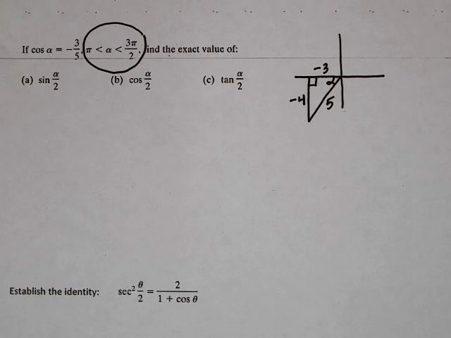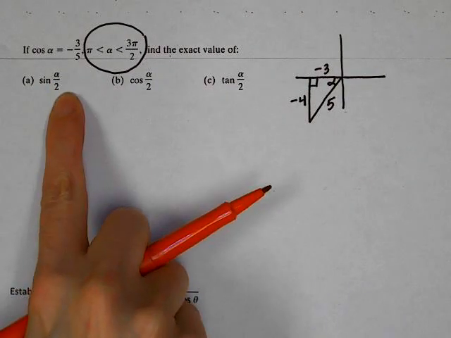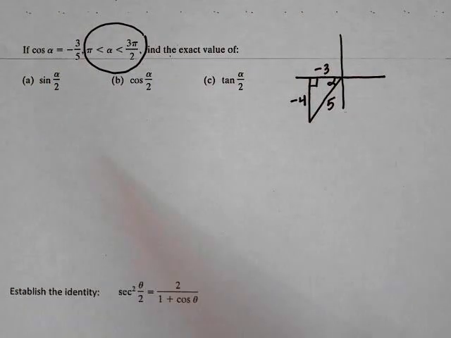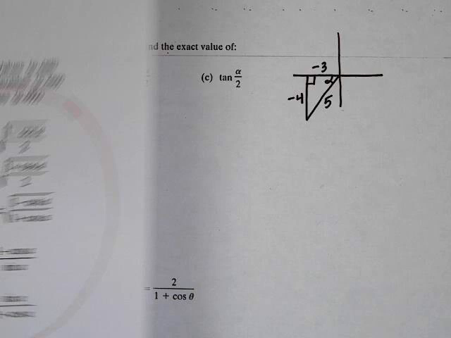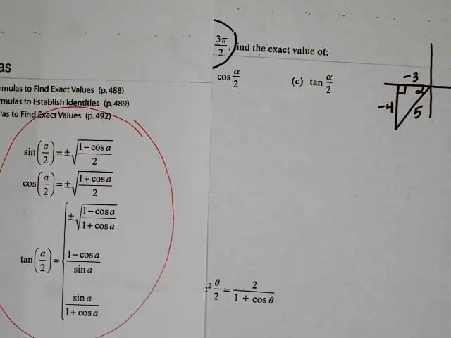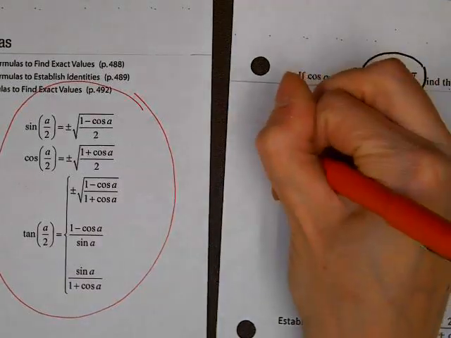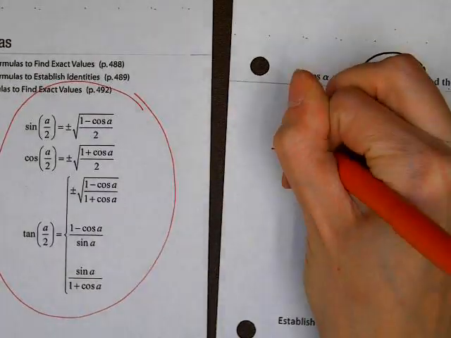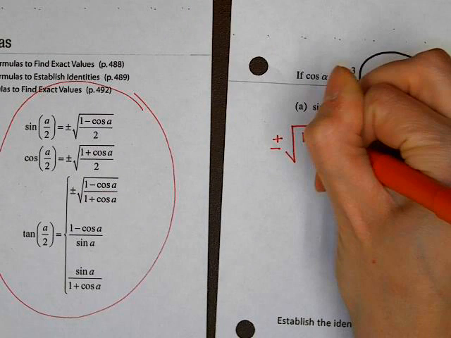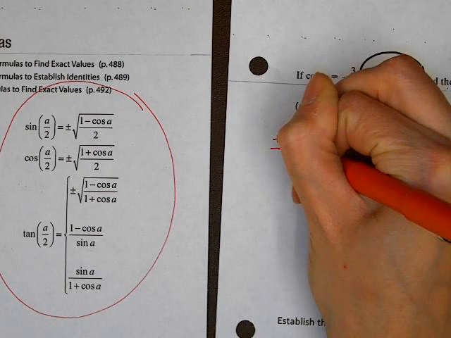Okay, so sine of alpha over 2, so the half angle, let me pull out the formula here. And let's write it down. So the formula is going to be plus or minus the square root of 1 minus cosine alpha all over 2.